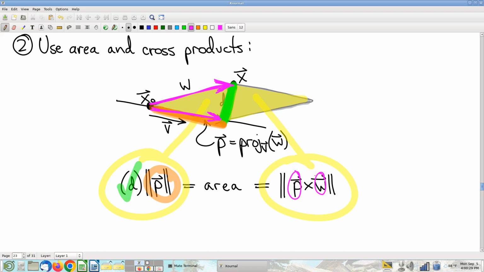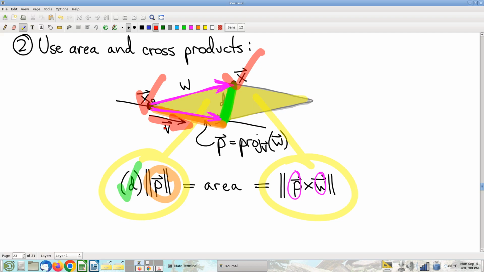Everybody happy? Yes? Will we be given W? No. So you are given the X, and you're given the line, by which I specifically mean that you're given X naught and you're given V. So you have to actually subtract to get the W. And for the record, it doesn't really matter which X naught you pick. You could use any point anywhere along the line. It doesn't matter. Is that cool?